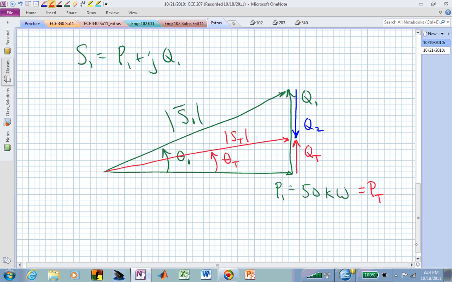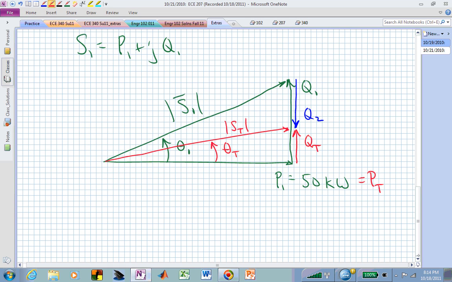Let's now find Q sub 2, which will then allow us to find Q total. And actually, we're going to find Q total from theta sub t. That will allow us to find Q sub t. And once we've found Q sub t, we can find the capacitor that we want. So let's do that particular task.